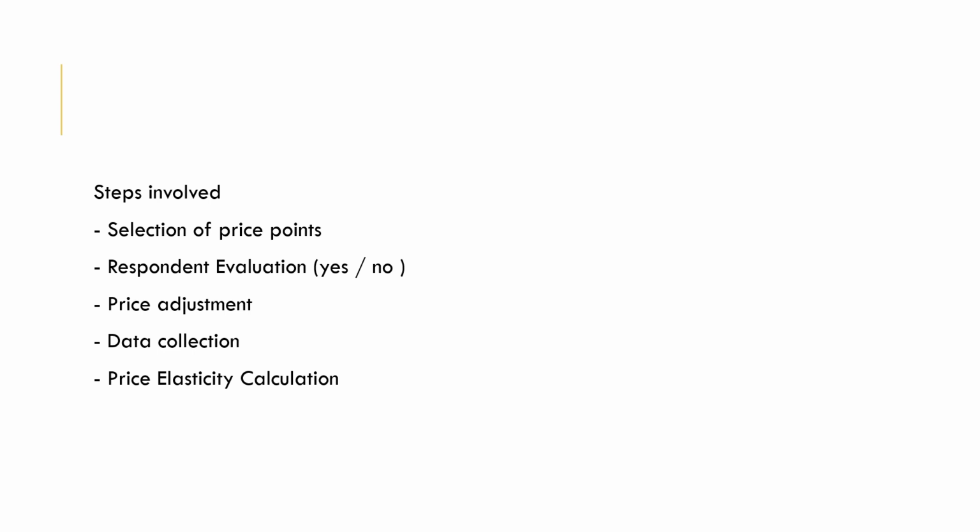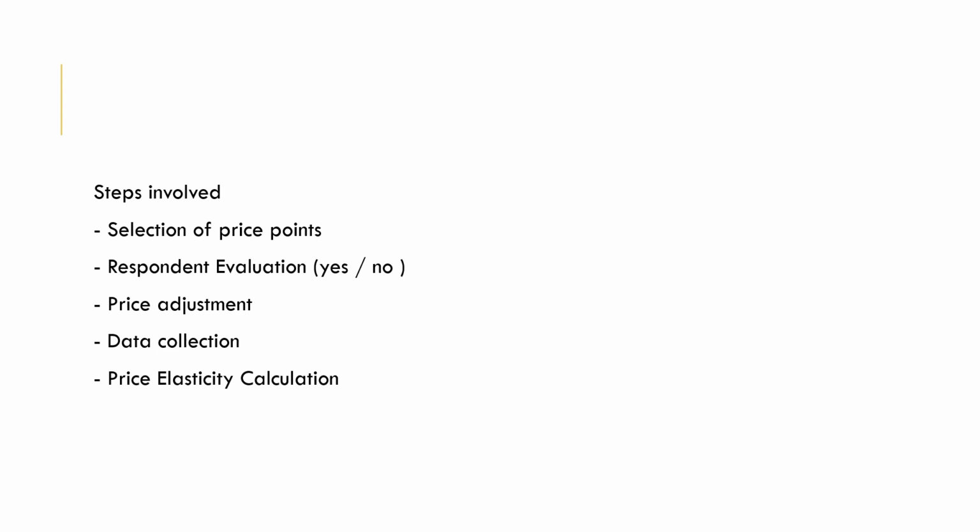So, now the steps involved in this process. Firstly, selection of price points. So, for example, I will sell a product for, say, 100, for 75, or for 50. Respondent evaluation, which would be a yes or no. Yes, they would buy it at 100, or yes, they would buy it at 50, or no, they would not buy it at 100, but they would buy it at 50.